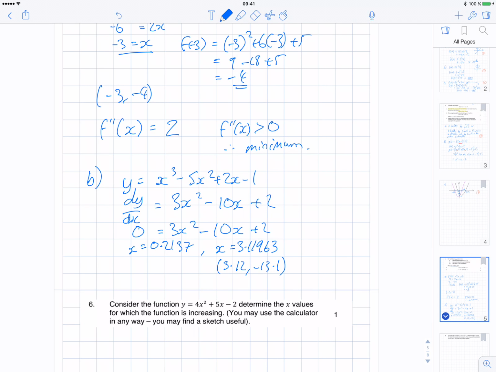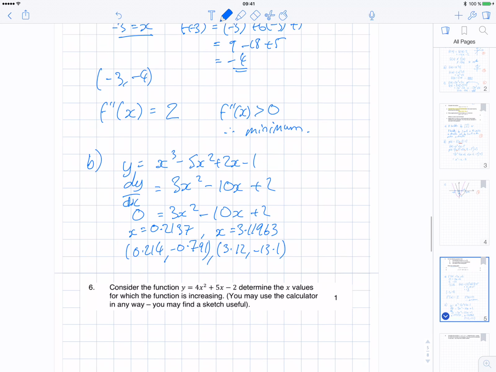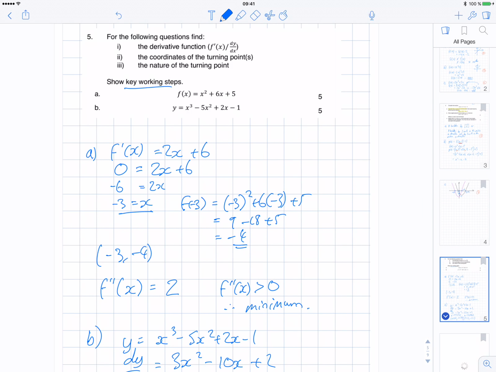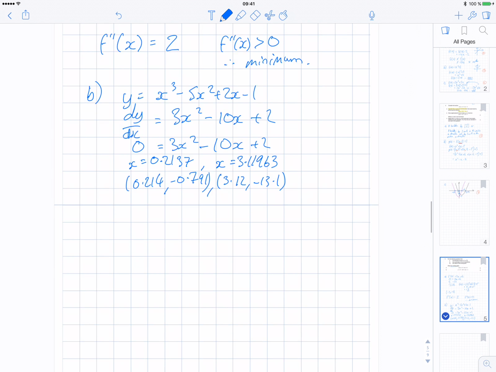And the other point was the maximum value. So analyze graph, put the maximum lower and then upper, and I get 0.214 comma minus 0.791. We need to determine the nature of the turning points. So part C, I'm going to differentiate this again.